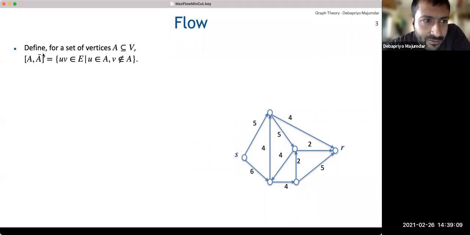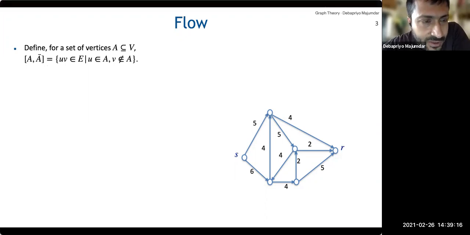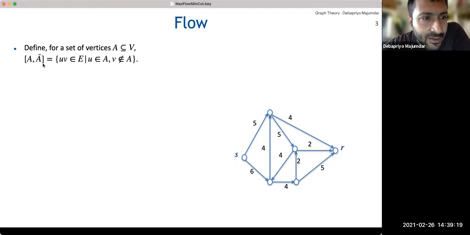A bar with this square bracket, we will define and give it a nicer name later on, but just hold on for some time for that. So this A bar will be the set of all edges from A to the complement of A, right? So (u,v) in the set of edges such that u belongs to A and v does not belong to A. Again, these edges are directed edges. So that means all edges from A to V minus A.